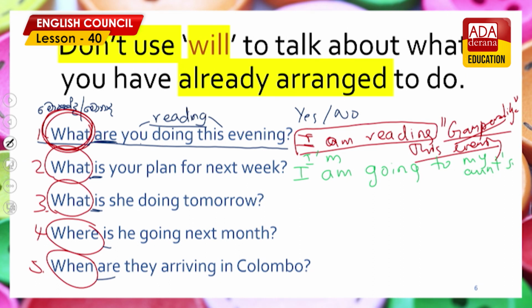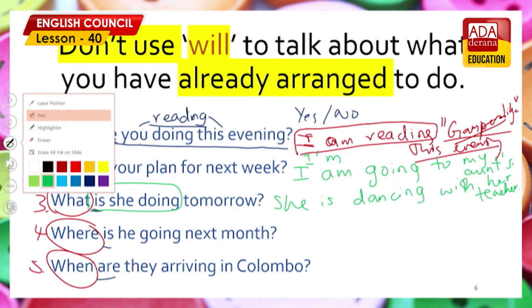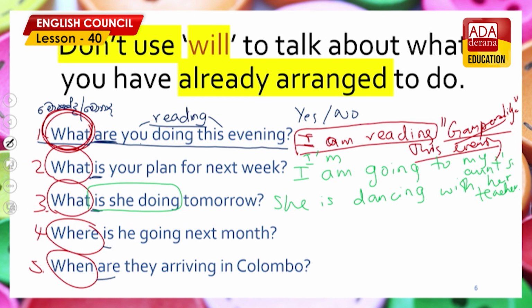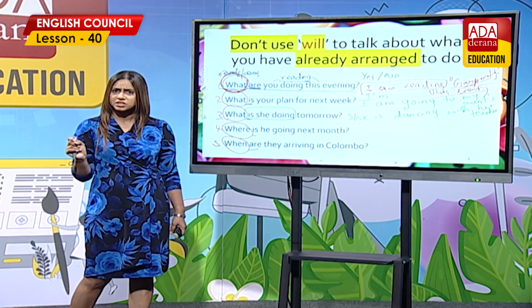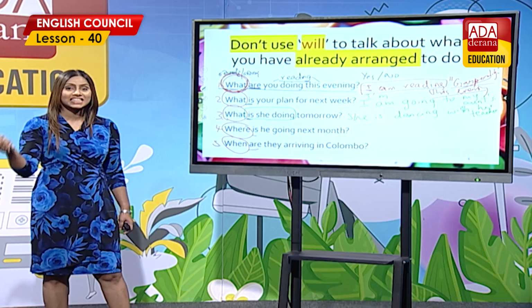Next one. What is she doing tomorrow? What is she doing tomorrow? This is already planned. So what is she doing tomorrow? Tomorrow she is dancing with her teacher. Tomorrow she is dancing with her teacher. Yeah, we said we are asking about a dancer, and it is already planned, the dance with the teacher. So what is she doing tomorrow? I think she's dancing with her teacher tomorrow. She is dancing. Look at the screen.